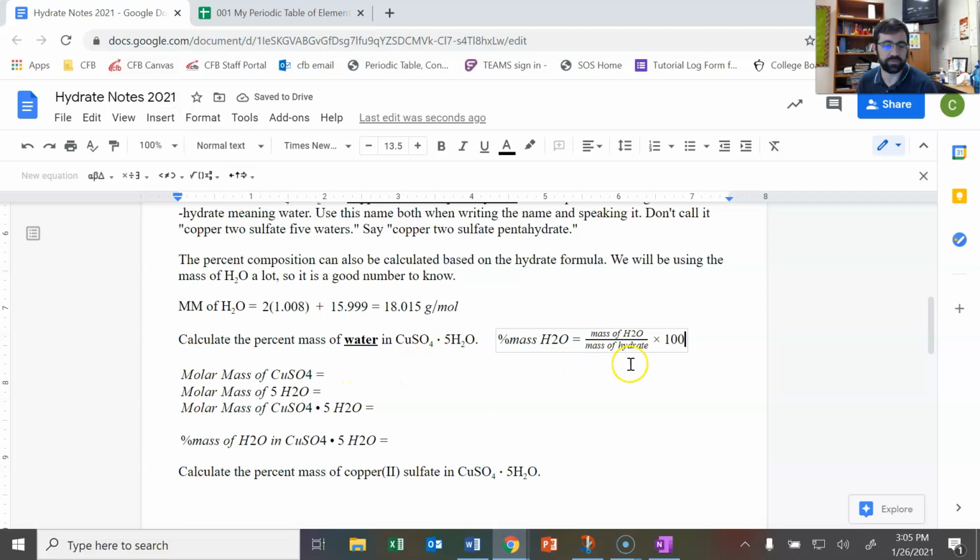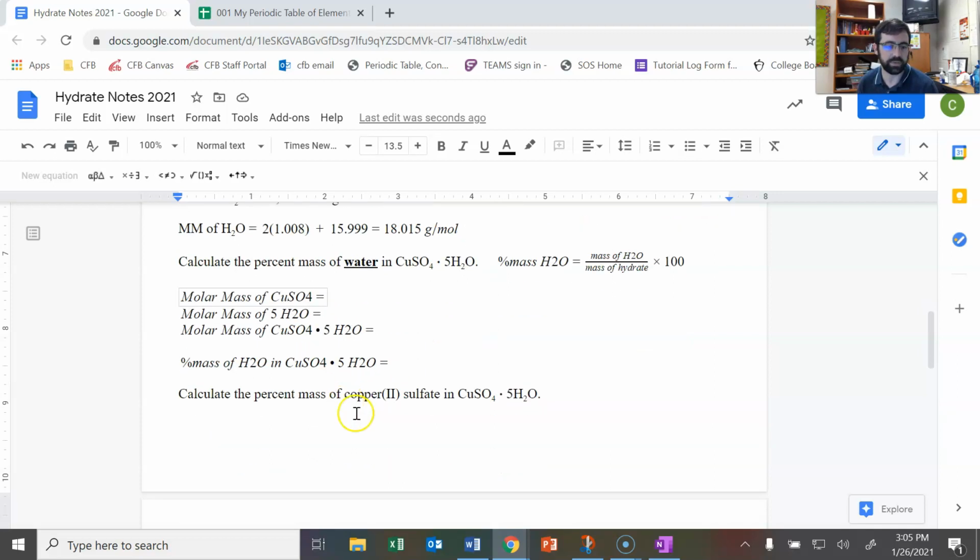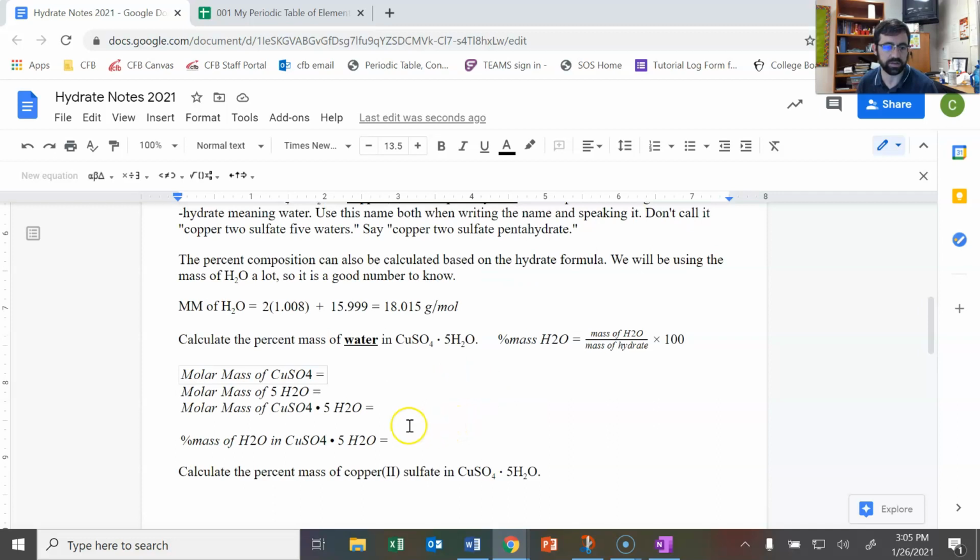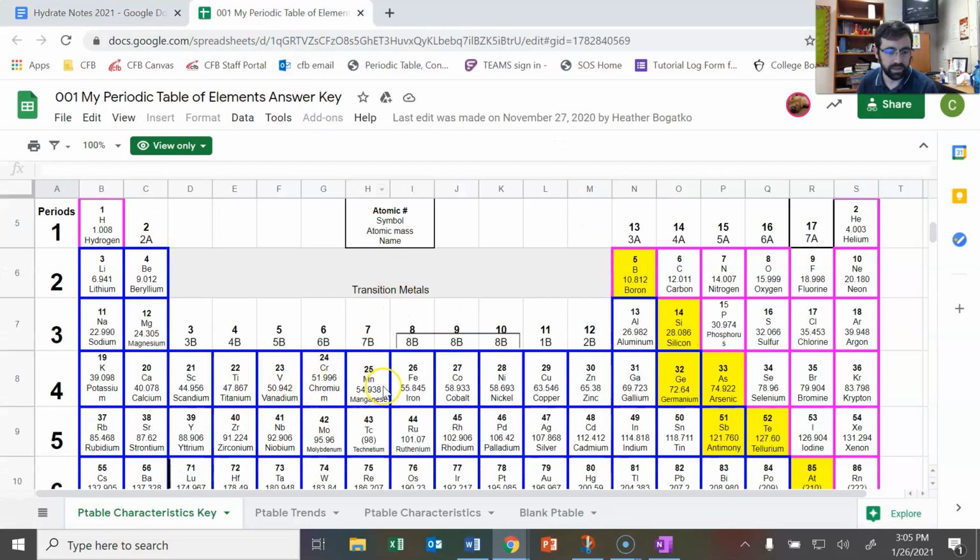Okay. So there's a few things that we need to know. It's a good idea to go ahead and figure out the molar mass of copper sulfate, because we're going to be using that down here, and it's just a useful way to solve this. So copper sulfate, I'm going to find copper. Cu is going to be a transition metal. There it is, 63.546.